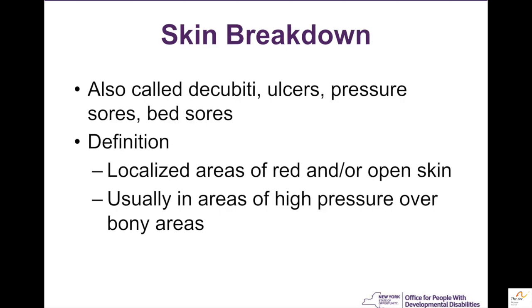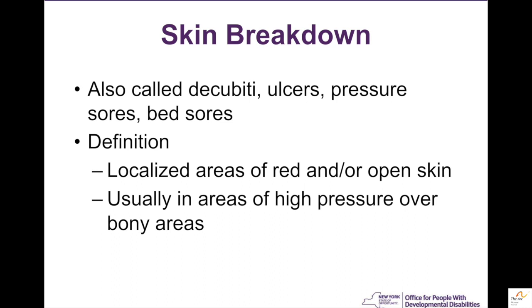So the next thing we're going to talk about is skin breakdown. It's also called decubiti, ulcers, pressure sores, or bed sores. The definition of that is a localized area of red or open skin. It's usually in areas of high pressure over bony areas most commonly. Skin breakdown can happen anywhere where there's too much pressure on one area for too long. Naturally, the tissues will start to break down on the inside because they're not getting blood flow.